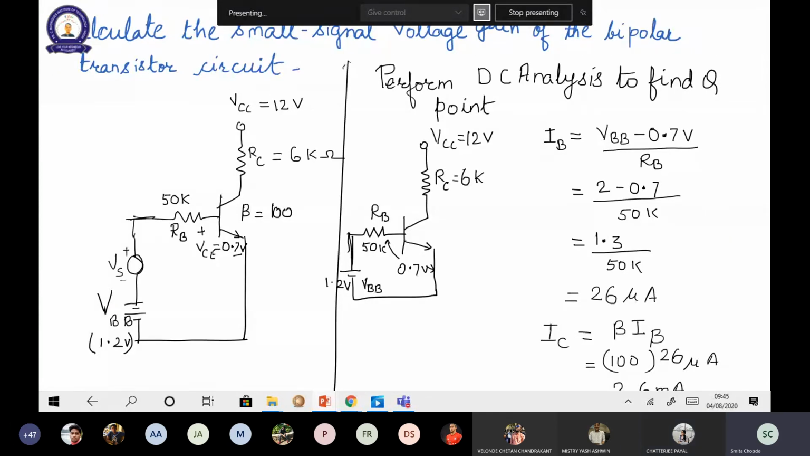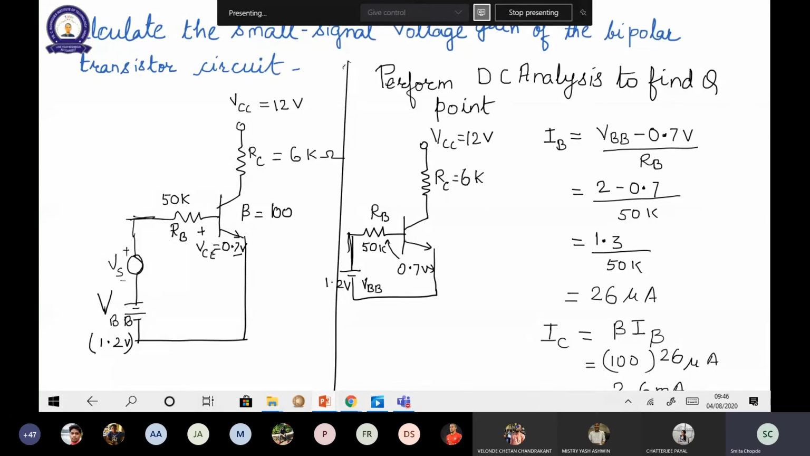So this is a small problem. I'll just describe the problem. Here, a common emitter configuration is given with a voltage source VC equal to 12 volts, resistance RC 6 kilo ohms, and base resistance RB as 50 K. Just see how the values of resistances are selected so that you get the minimum base current. So the base current is in microamperes. That is why a higher value of base resistance is selected compared to your collector resistance.